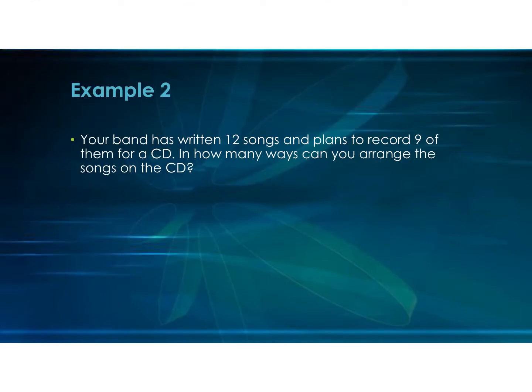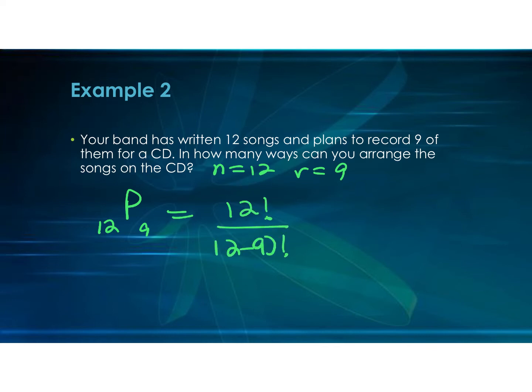It says your band has written 12 songs and plans to record 9 of them for a CD. In how many ways can you arrange the songs on the CD? So again, we have 12 songs to choose from, and we want to record or choose 9 of them. So my setup is going to be P, my n value is 12, and my r value is 9. So I'm going to plug it in, 12 factorial over 12 minus 9, 12 factorial over 3 factorial. This one's going to be really large.